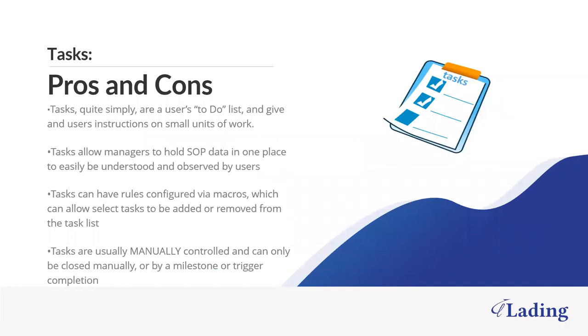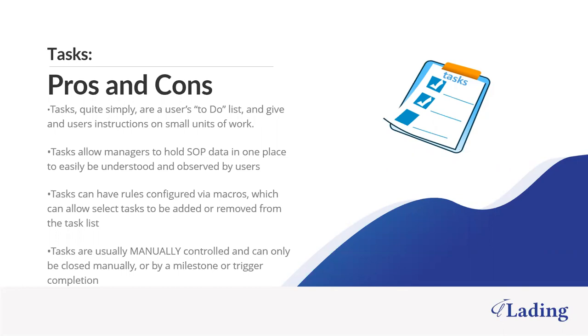There are pros and cons of tasks. So like I said before, it's basically a user to-do list. It allows you to hold your SOP data in one place. So if you've got a detailed SOP that says do this, do this, do this, you can make each one of those steps a task. You can set up rules via macros, which allow tasks to be added or removed based on what happens. So that's for if-then scenarios. You know, if A, then add these 5 tasks. If B, then add these 5 tasks.